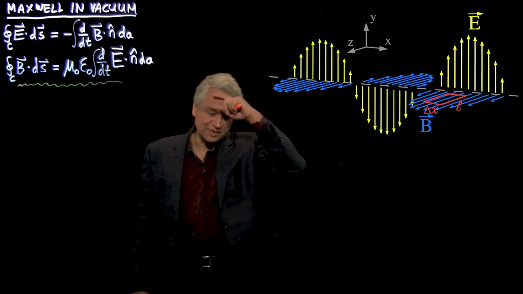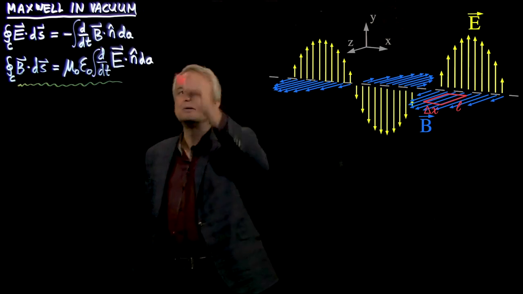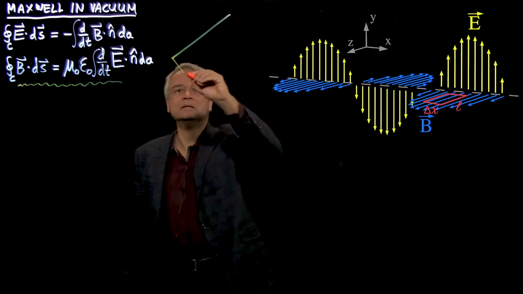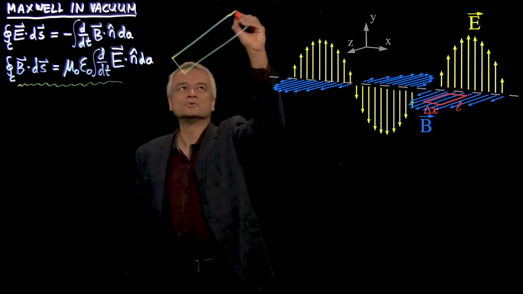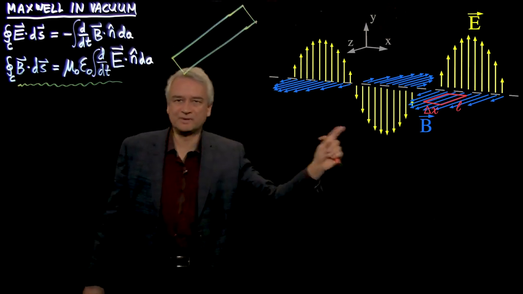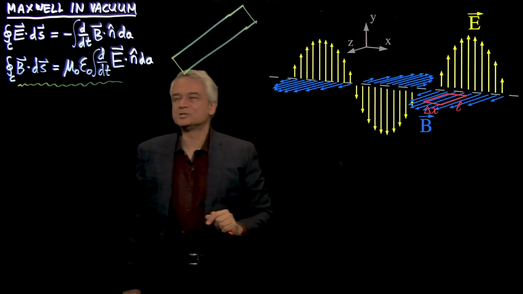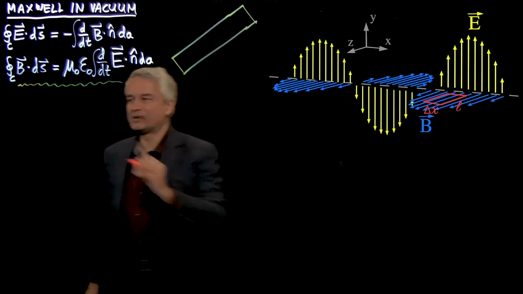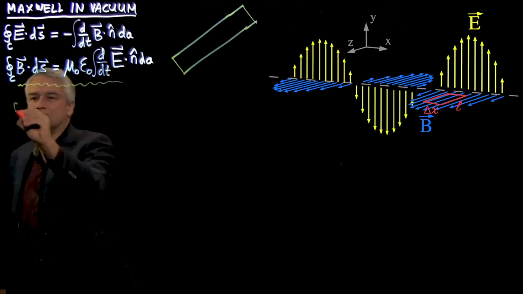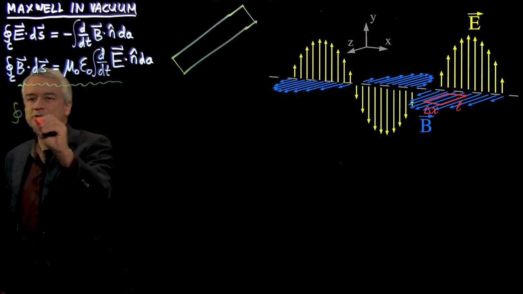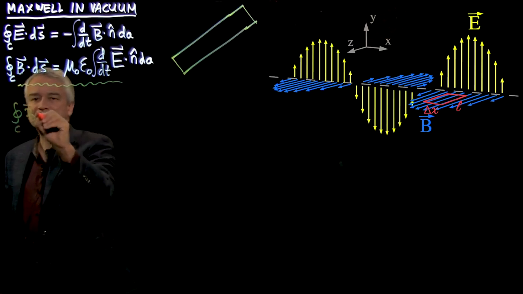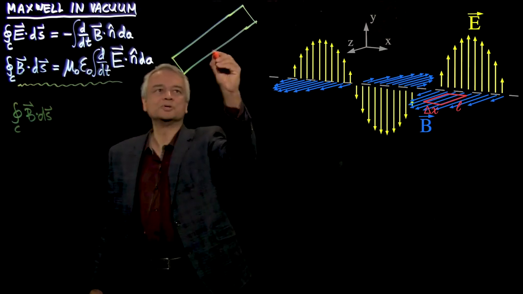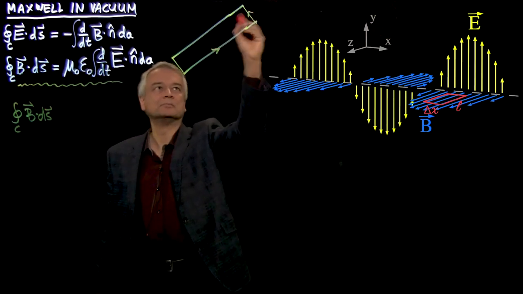So this red rectangle, I'm going to redraw it here, divorced from its context. So here's the red rectangle from this diagram. And I'm going to choose to do my contour integral of B dot ds. So I'm going to start evaluating the left-hand side of this equation, the contour integral of B dot ds around this contour, and I'm going to choose to go around the contour in this direction.